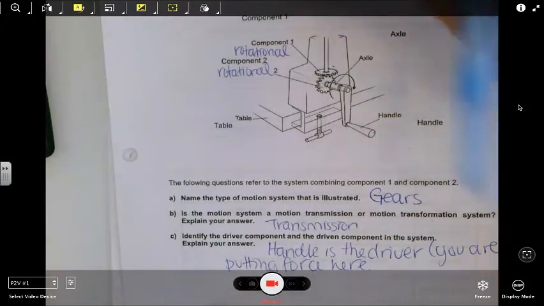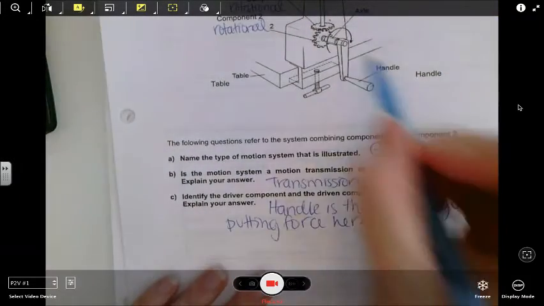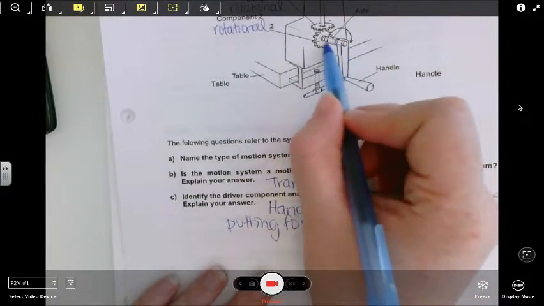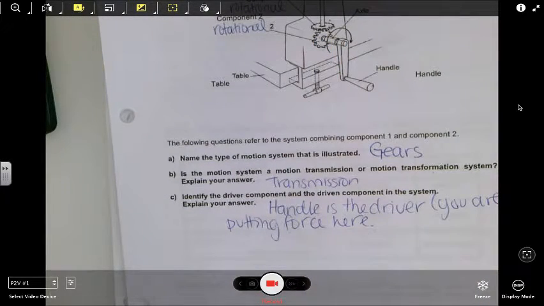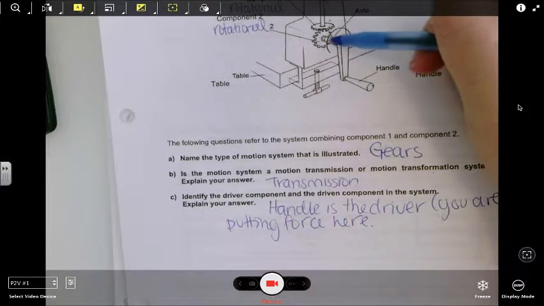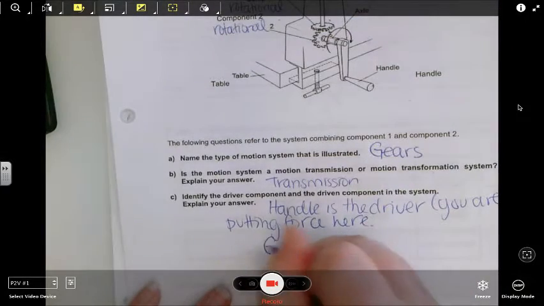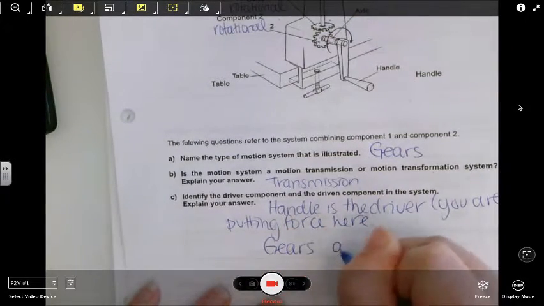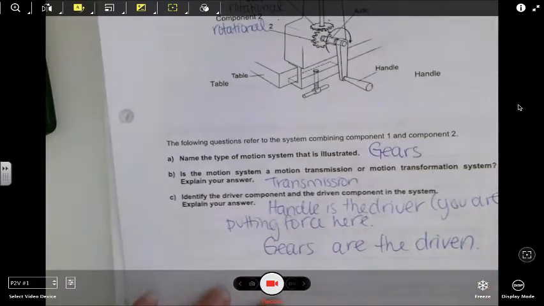Okay? And then the handle is transferring over to the gears. Okay? Because you're turning the handle, this cylinder in here is turning, and that's what's turning the gears. So it's going from gear component 2 to component 1. So the gears are the driven.